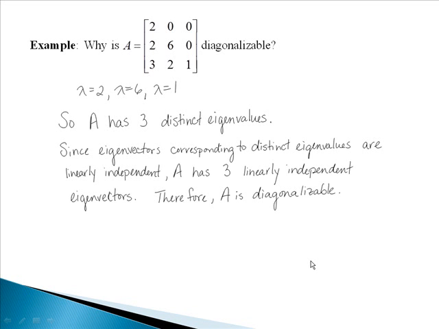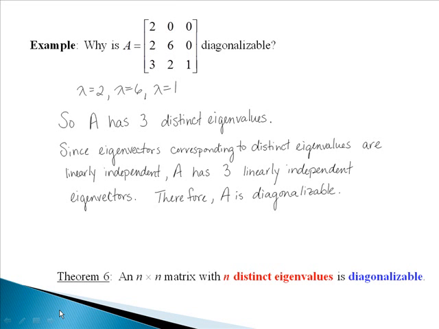Therefore, A is diagonalizable. So that leads us to Theorem 6, which says that an n by n square matrix with n distinct eigenvalues is diagonalizable. So if you have a 3 by 3, you have 3 eigenvalues that are distinct, then we know that our matrix is diagonalizable without having to do any work.